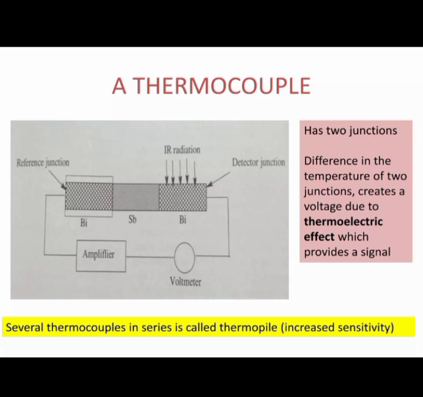This is a diagram of a thermocouple detector. There are two junctions, the reference junction and the detector junction. At the detector junction, IR radiation enters, and two materials, antimony and bismuth, are connected at both ends, the reference junction and the detector junction.